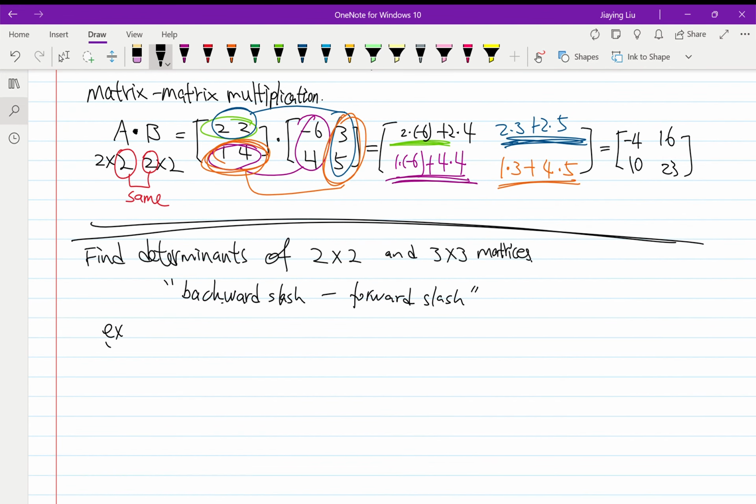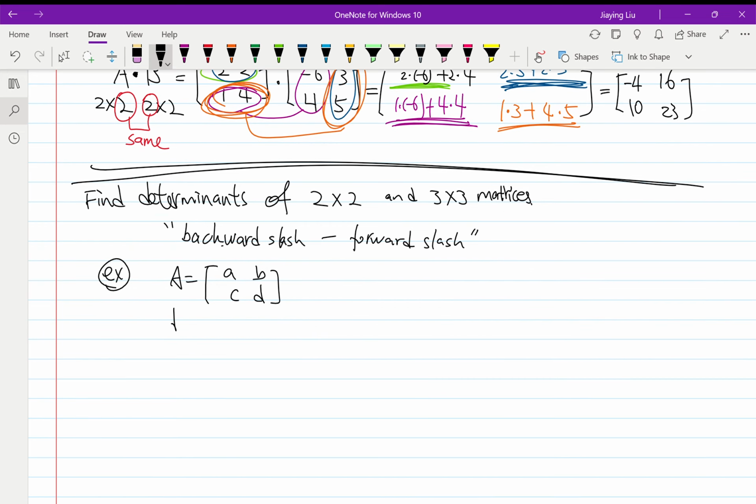For example, if we have a 2 by 2 matrix A, which is A, B, C, D, then the determinant of A, we can use this notation, vertical line A, B, C, D. I want to point out, you probably already know, brackets mean matrices. If you have vertical lines, kind of like an absolute value sign, it means finding the determinant.